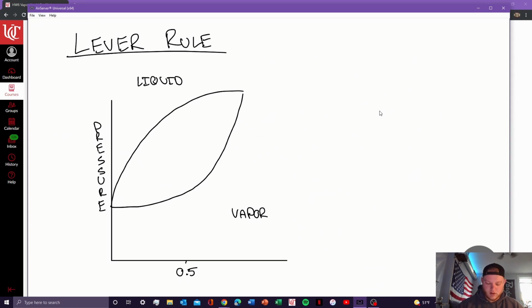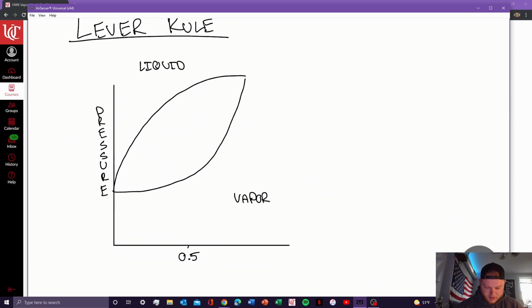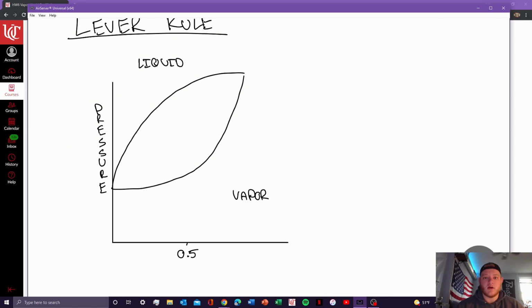So we have a pressure versus mole fraction of the most volatile compound graph. On the top we have liquid, at the bottom vapor, and then we have our equilibrium curves of the dew point and the bubble point. Say we are right smack dab at 50% concentration, and we are at about half pressure, so we're right here in the middle.